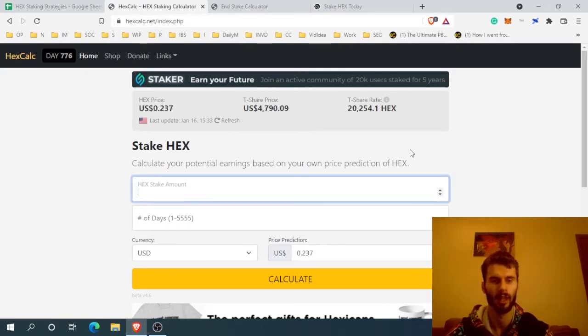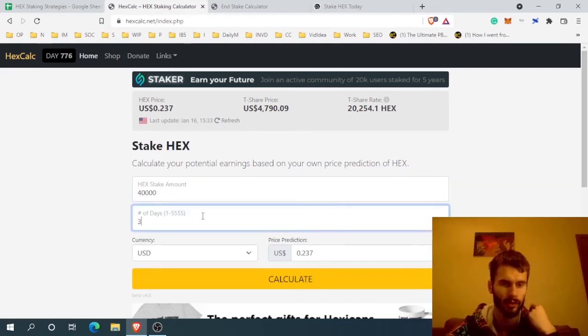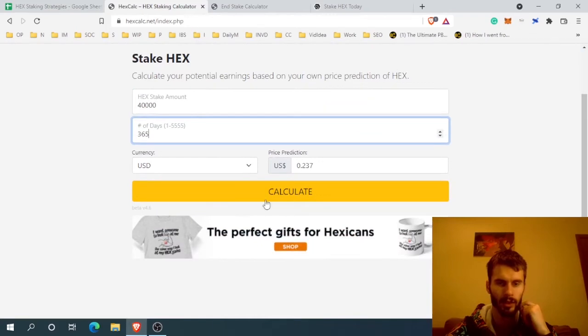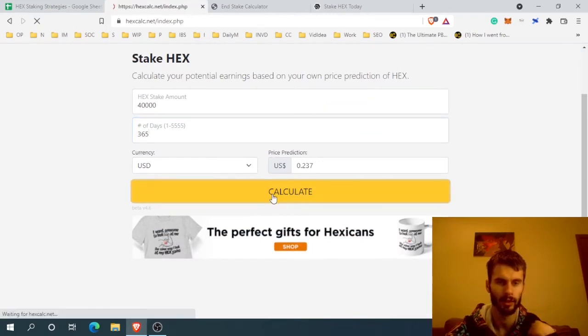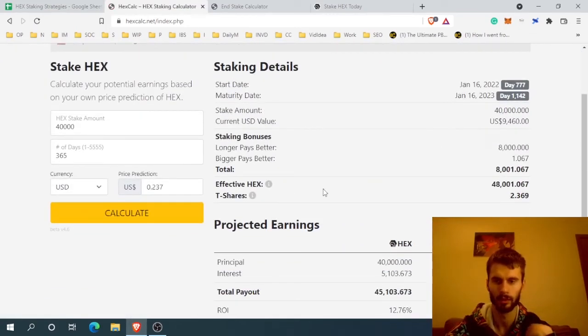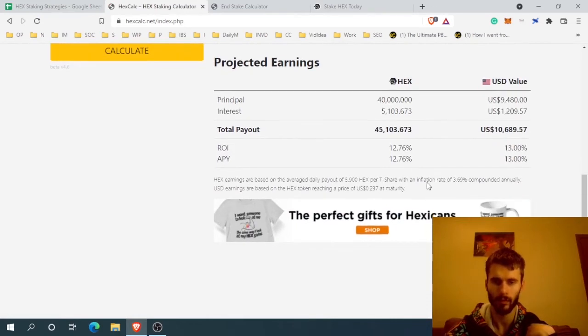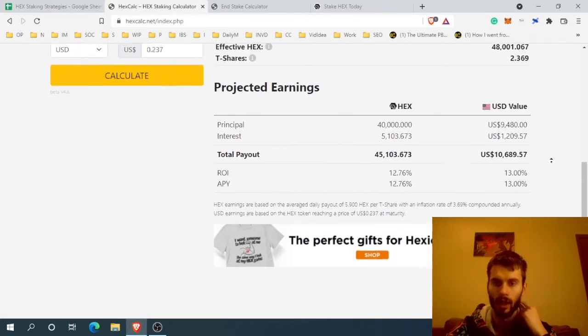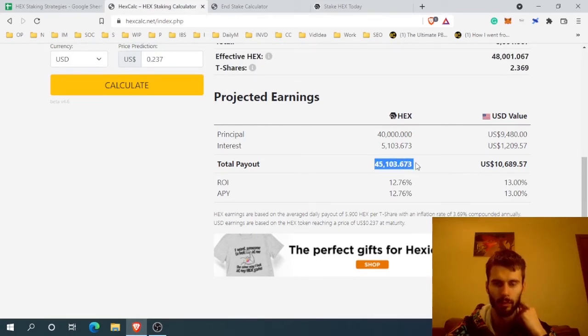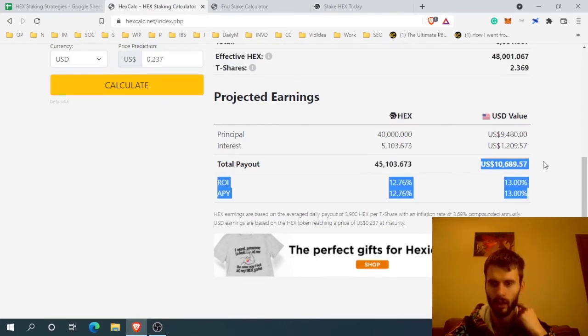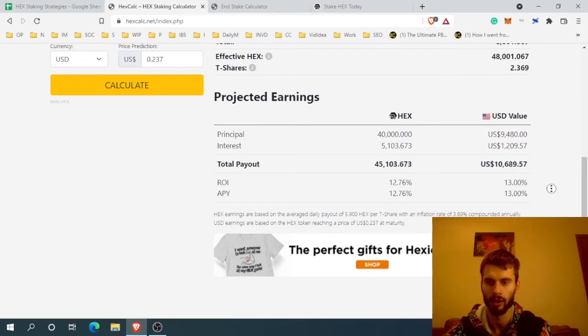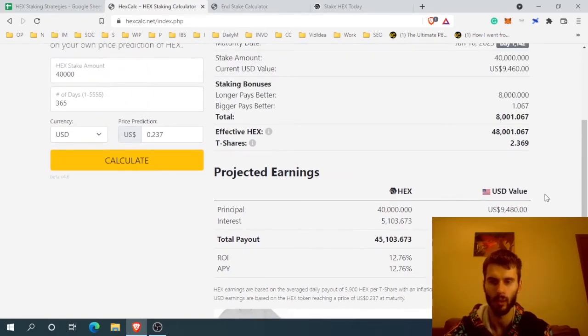Basically, you say how much you want to stake, $40,000 for 365 days, for a year, and you calculate it. So yeah, it shows you the APY and how much Hex you made, the total payout, and how much it would be in dollar value.